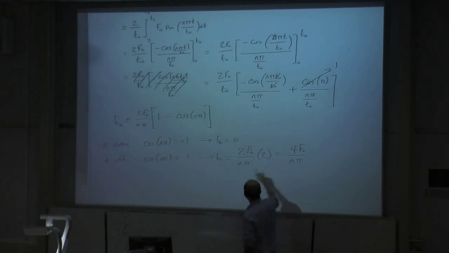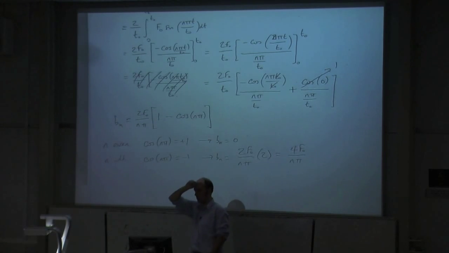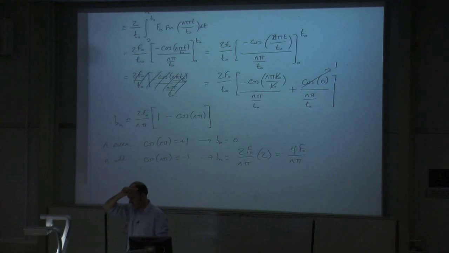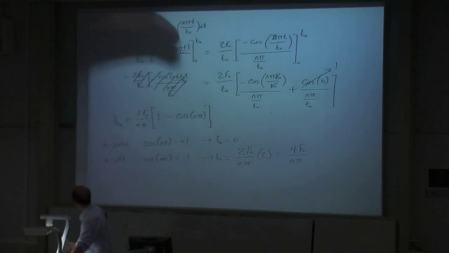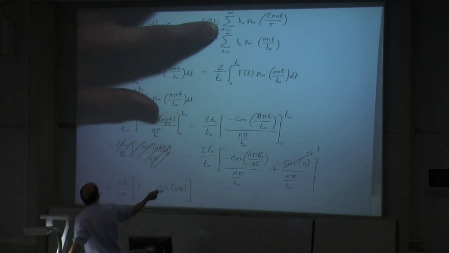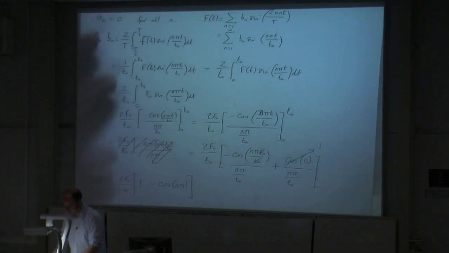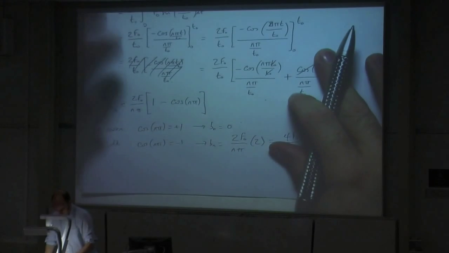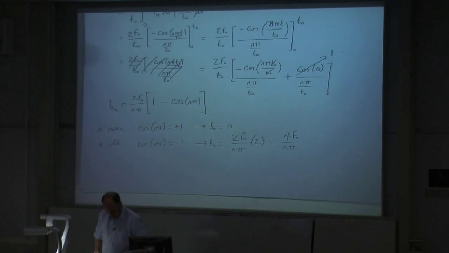When n is odd, Bn has this value. When n is even, Bn is equal to 0. So if we were to write out that summation, if we go back to the equation up here, we've got a value for Bn, and we can write that equation out, and that will be our value for the forcing function.